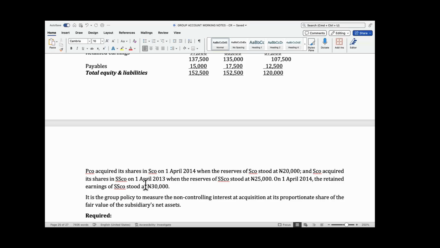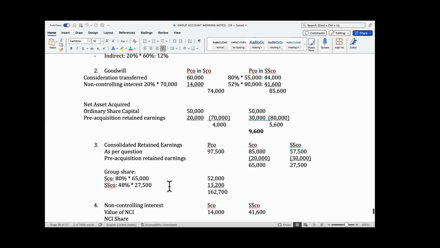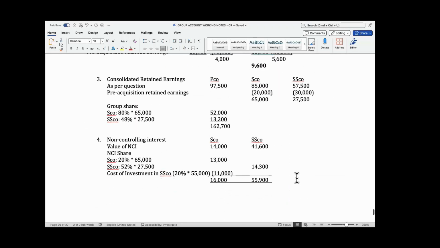Luckily for us, they also give us the retained earnings of SSCO when we acquired ESCO. That's the relevant retained earnings to use. That's the pre-acquisition retained earnings from the group perspective. And that's the only difference between this and the previous one that we have done. Every other thing is the same. So now I think you can ask more questions.